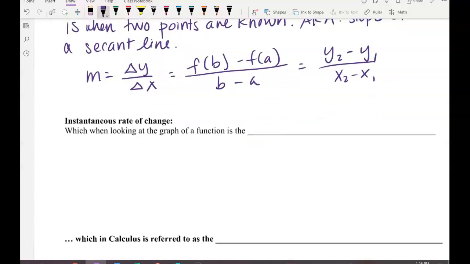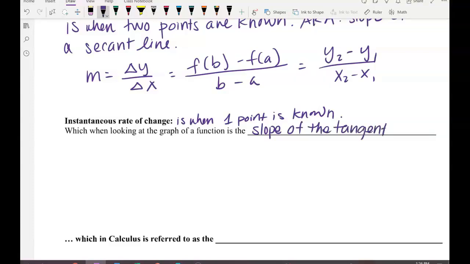Remember, the instantaneous rate of change is when 1 point is known. So how do you find the slope when 1 point is known? Remember, when looking at the graph of the function, it is the slope of the tangent line, because in your book sometimes they say find the tangent, which is the same thing as find the tangent line.